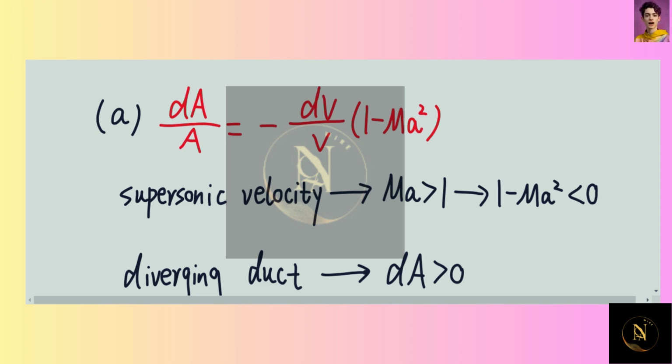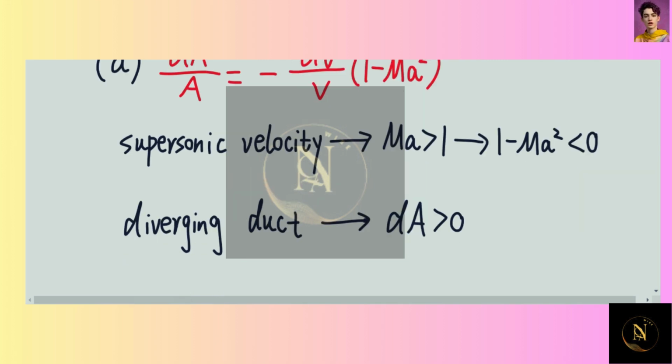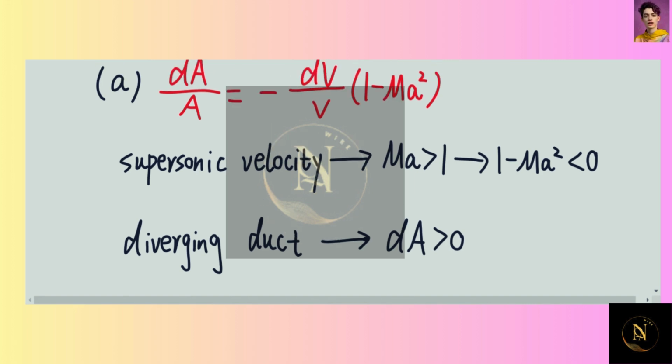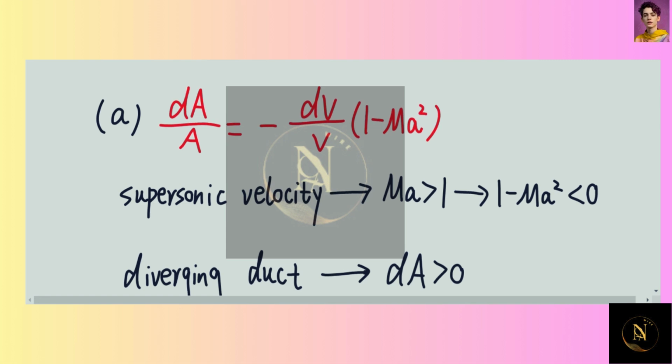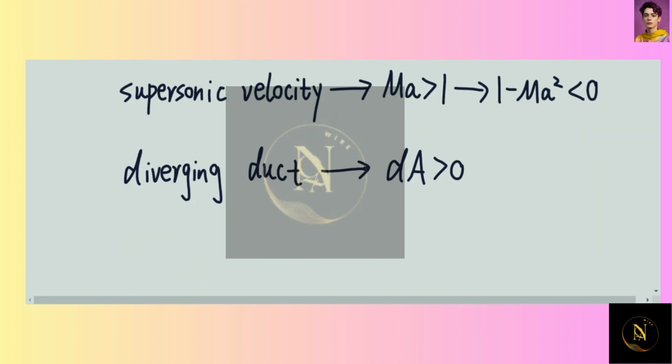is negative. Since the duct is a diverging duct, the area is increasing, which means that the changing area dA is greater than 0. Therefore, in order to maintain the balance of the equation, dV, which is the changing velocity, must be greater than 0. So the velocity is increasing.